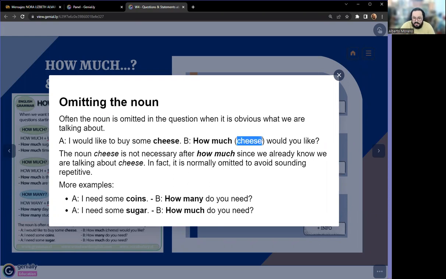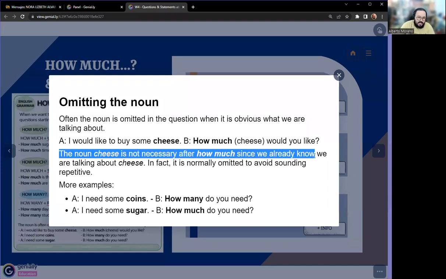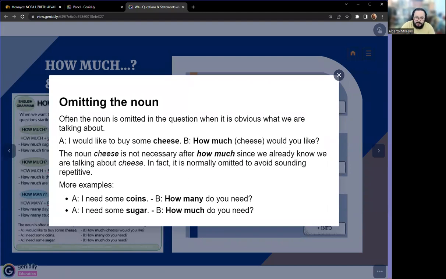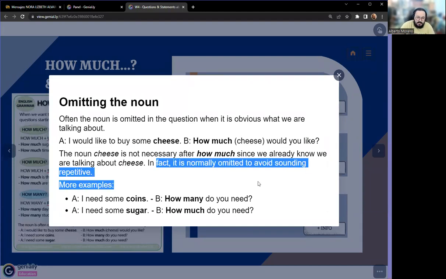Why is it omitted in here? How much would you like? Because it's already obvious that we are talking about cheese, or the conversation is about cheese. And it says in here, the noun cheese is not necessary after how much, since we already know we are talking about cheese. In fact, it is normally omitted to avoid sounding repetitive.